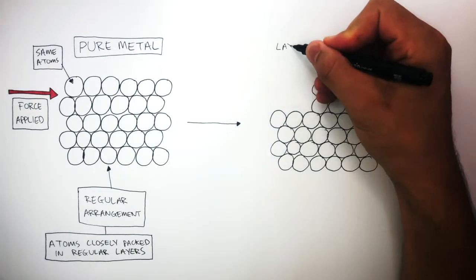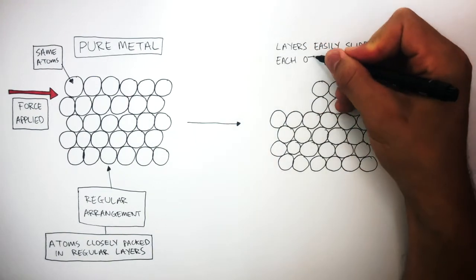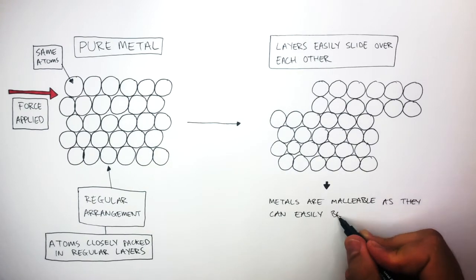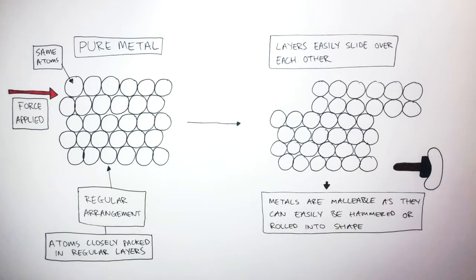So because the layers can easily slide over each other, this means metals are malleable as they can easily be hammered or rolled into shape. For example, we can see how this metal can be hammered into shape.